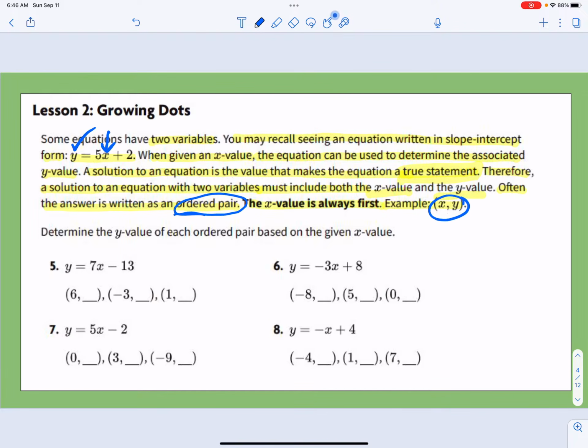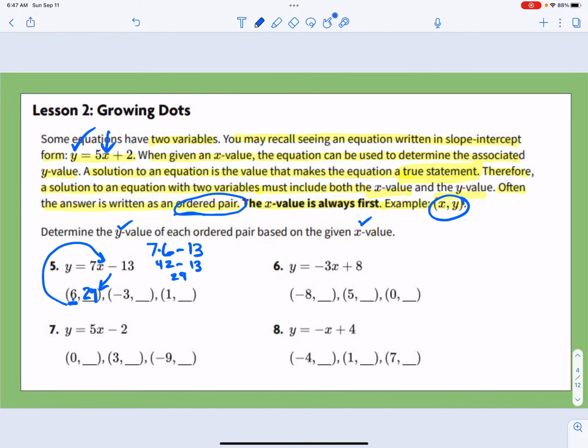So in this next part, we want to determine the y value of each ordered pair based upon the given x value, which means we're going to take the x value provided here, and we're going to put that into the equation to then figure out what's going to be the value of y. Okay, so let's do a few of these here together. So the first one, 6. So we would say 7 times 6 minus 13, taking the 6 there. That becomes 42, right, minus 13. And then 42 minus 13 is 29.